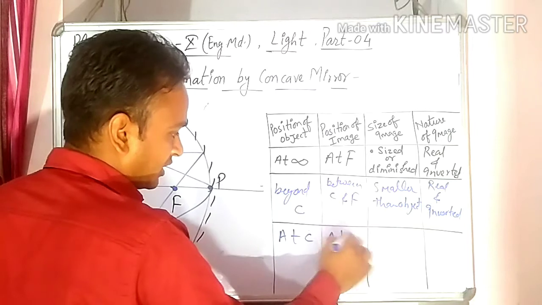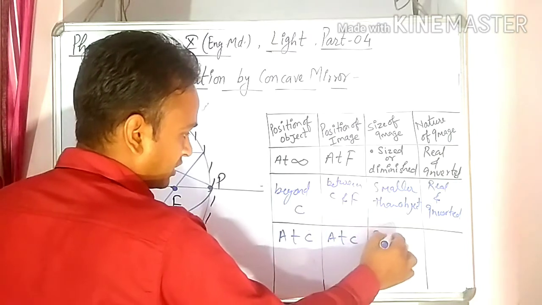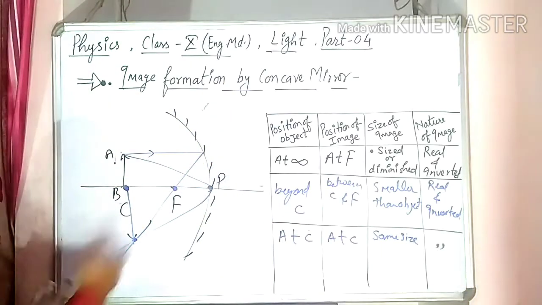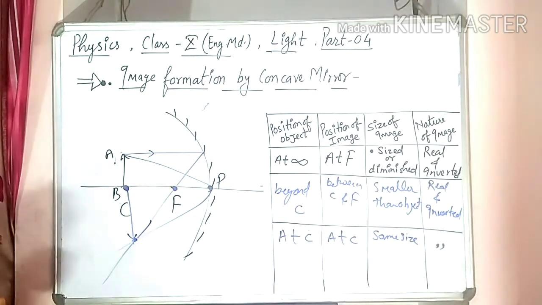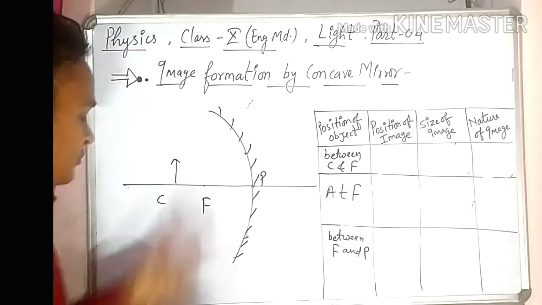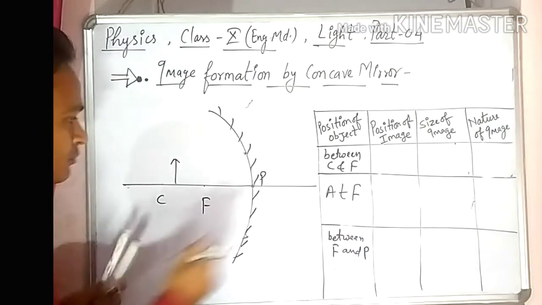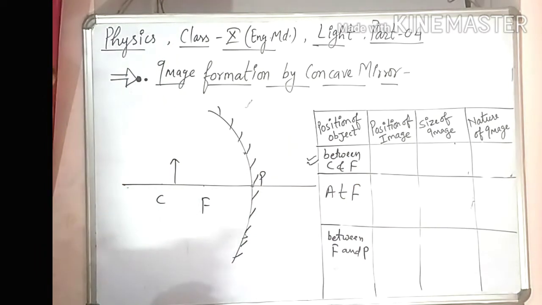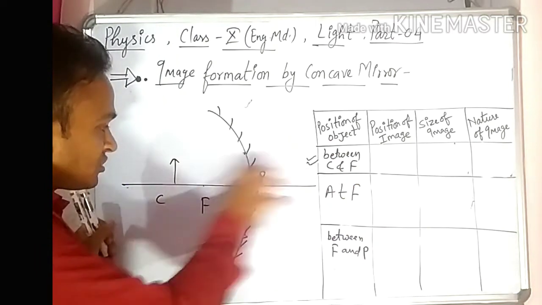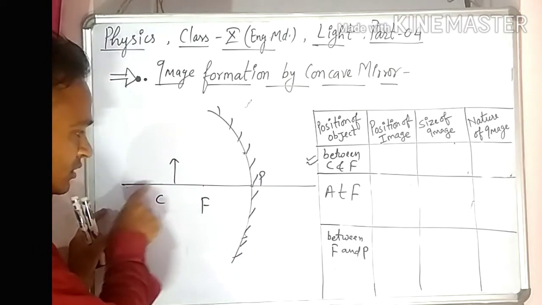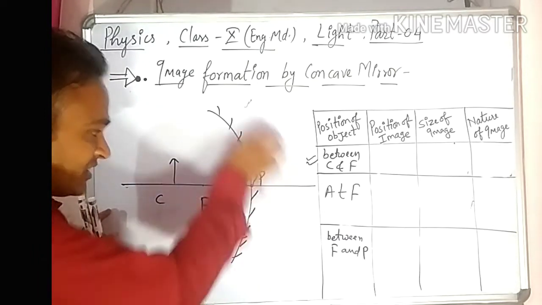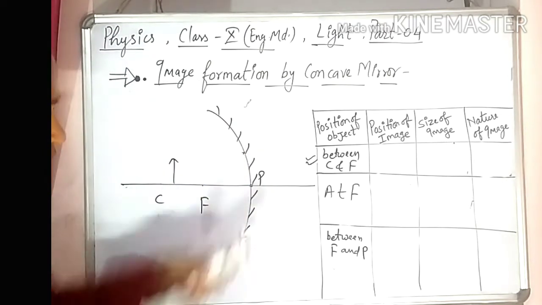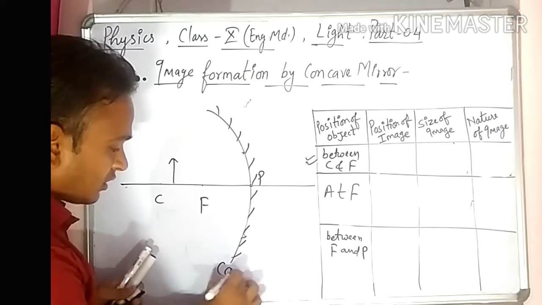Position of image at C, same size, real and inverted. Okay, now take the position of the object between C and F. You are just observing that I am changing the position. That means the object is near to the concave mirror.